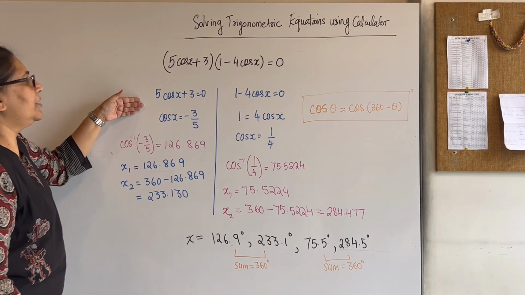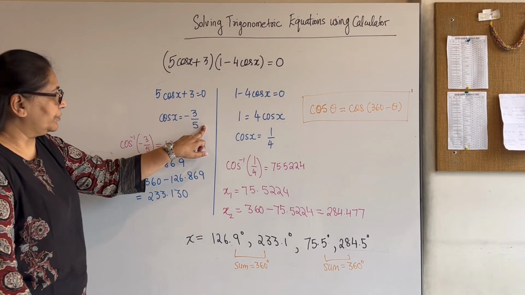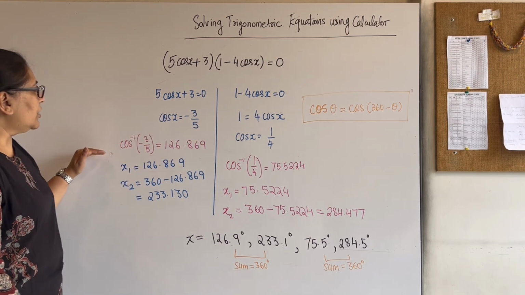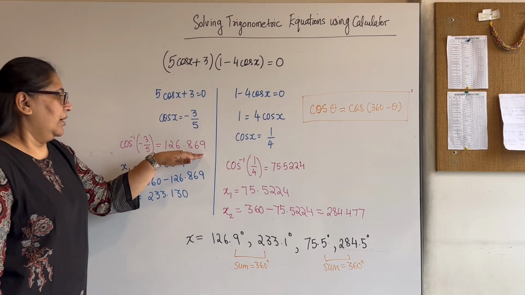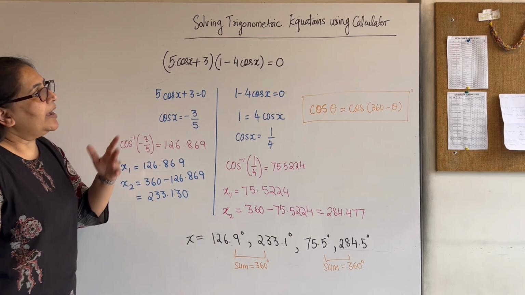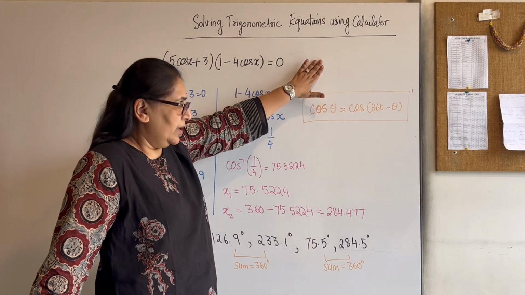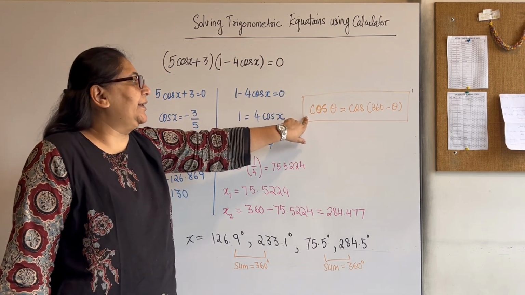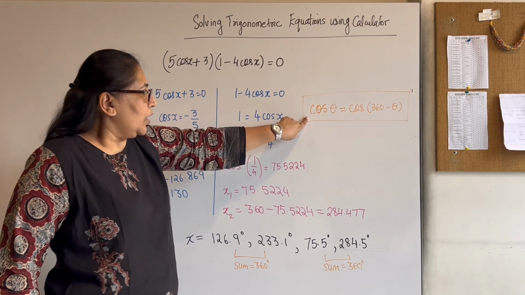Starting with this equation, we make cos x the subject, we get cos x is negative 3/4. We use the cos inverse key of the calculator and we get an angle. You might have noticed that I have not drawn the four quadrants here. Instead I have written an identity, cos theta is equal to cos 360 minus theta.